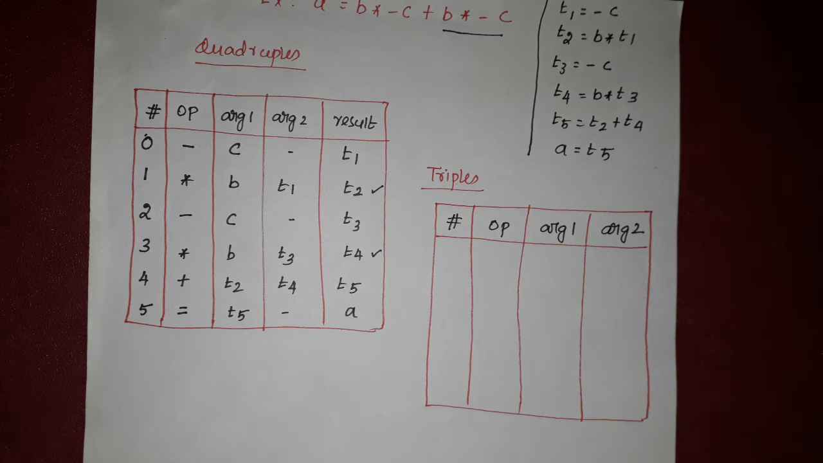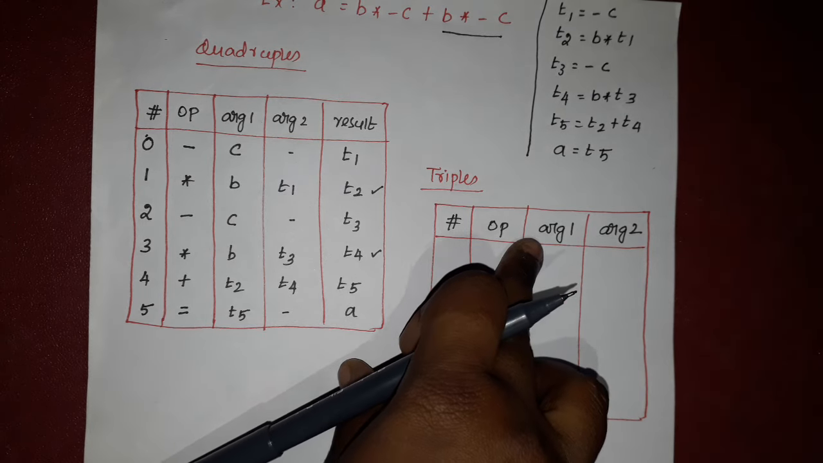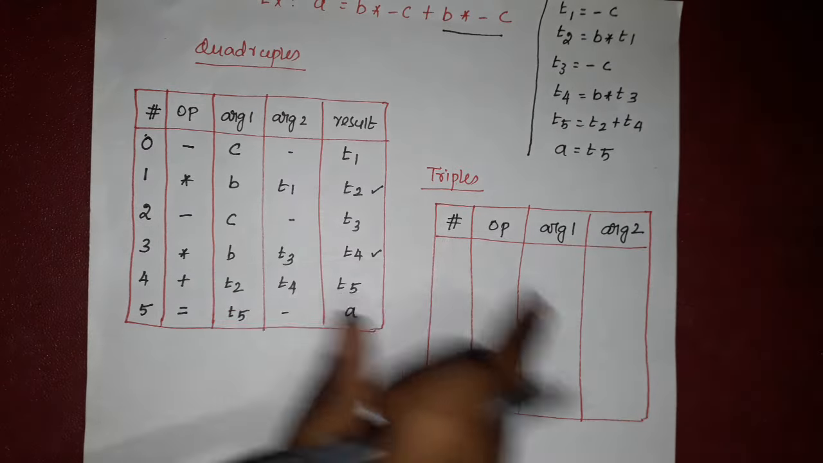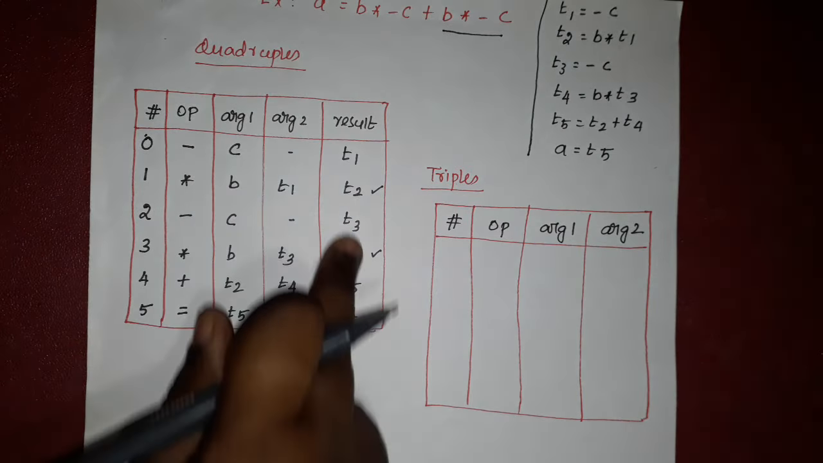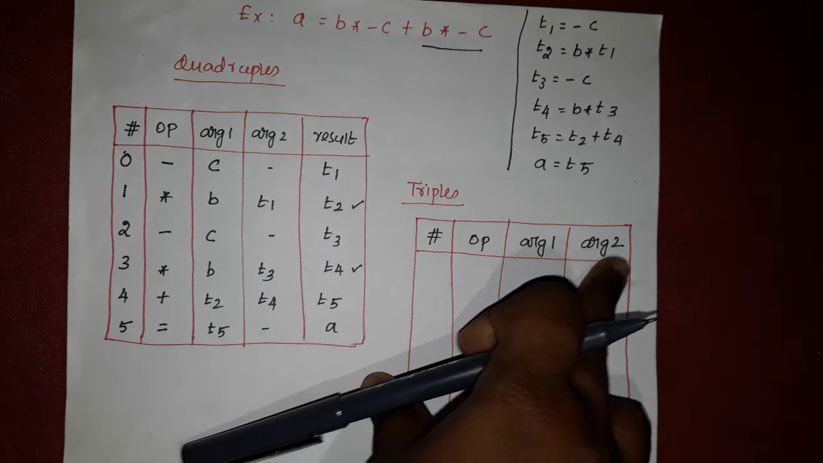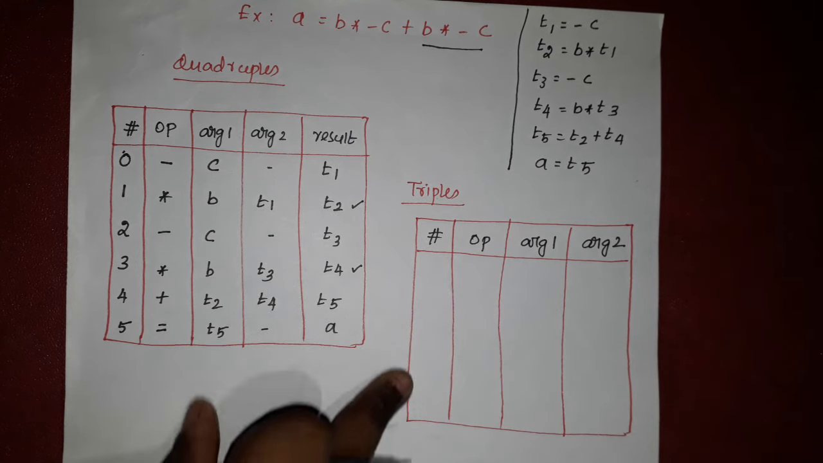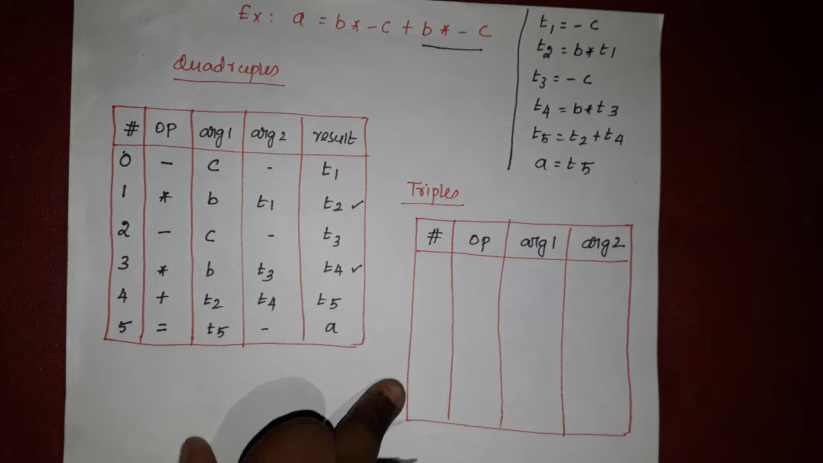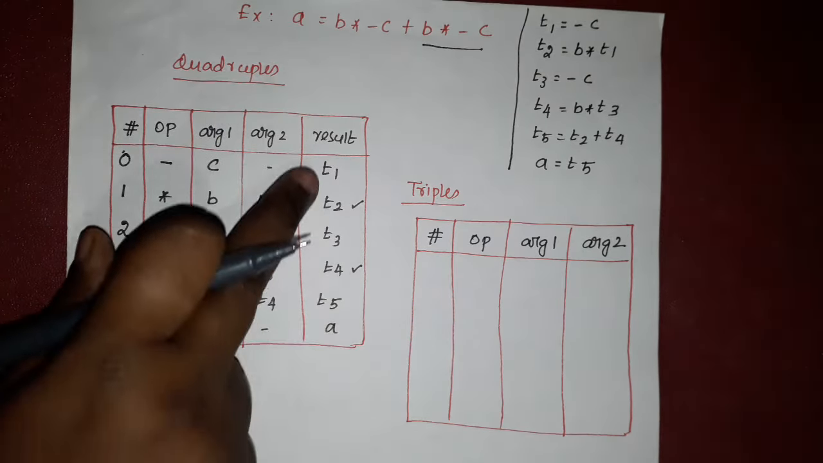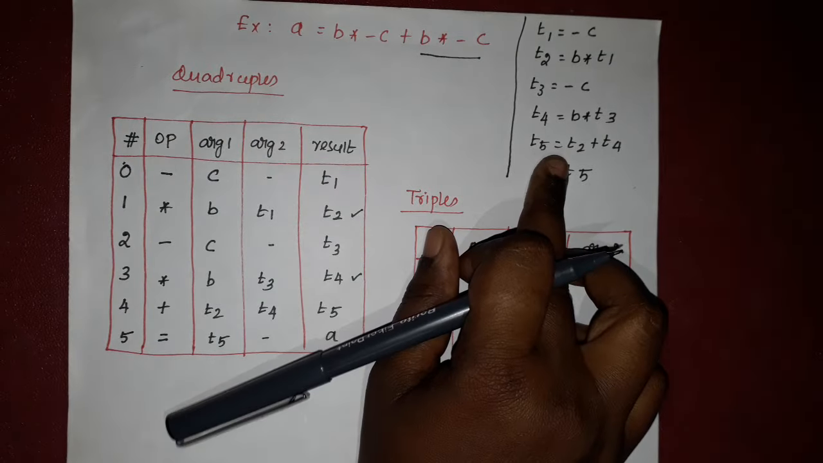In triples there will be 3 elements or 3 tuples. One is operator, operand 1, operand 2, or argument 1 and argument 2. So there is no result column. Quadruple contains a last column which is the result, but in triples there is no result column. So the result will be automatically stored in the hash, index or memory value. By using this index or memory value, we can evaluate this same expression without the temporary result values, by using this 3 address code.